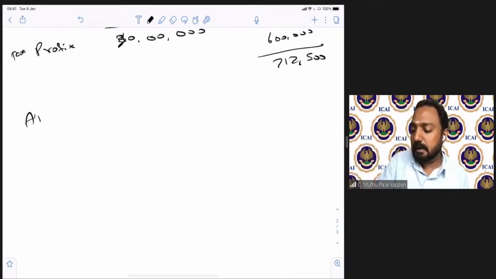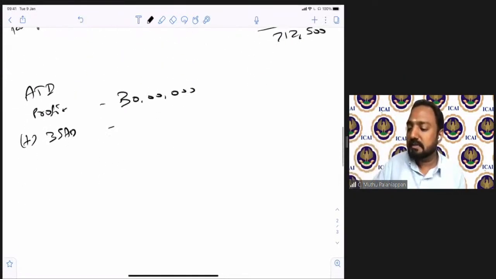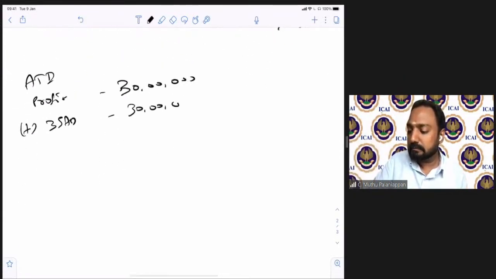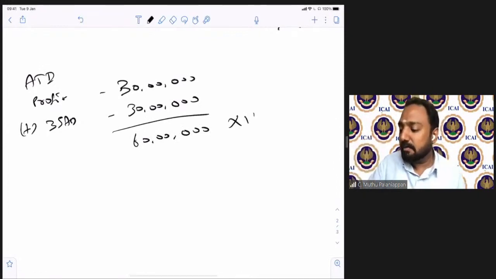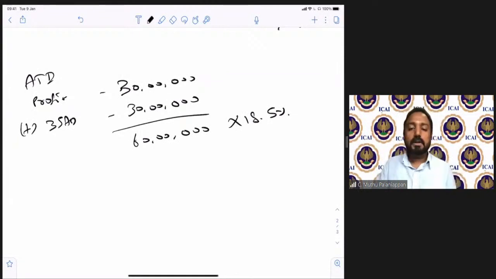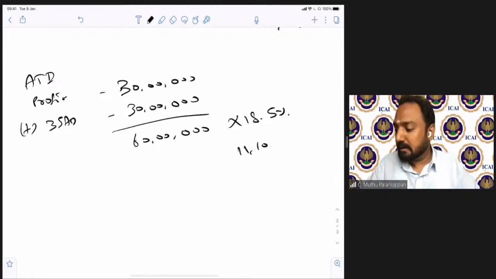So my adjusted total income, ATI, is nothing but my taxable profit, that is 30 lakhs, plus the 35AD deduction, so I'm adding back. I have claimed 30 lakhs. So now I go back to my old income, 60 lakhs. On this 60 lakhs, flat 18.5%. One of you can compute that to understand how much is 60 lakhs into 18.5%. It is 11 lakh 10,000.